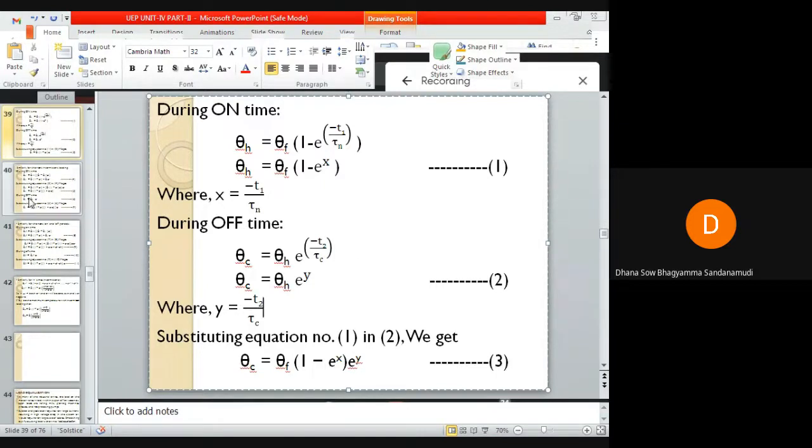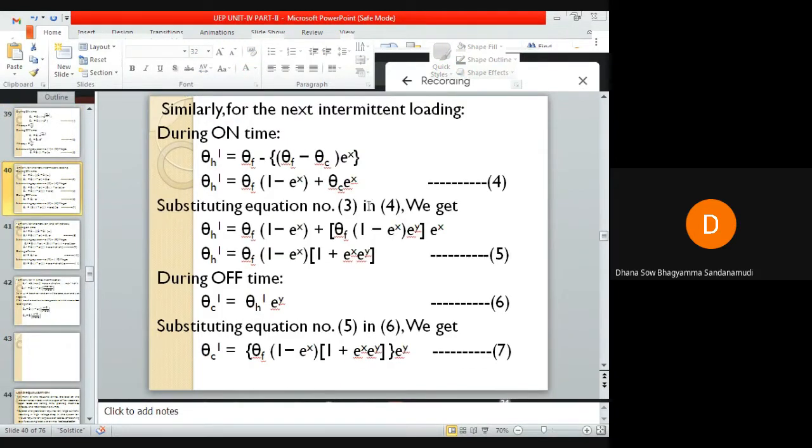Now you have got an expression for the cooling temperature theta c, that is theta f into 1 minus e power x into e power y. This is equation number 3 now. Now for the next cycle, again T on and T off will be there. In the intermittent cycle, T on and T off will be there. So theta h1 is equal to theta f minus theta f minus theta c into e power x.